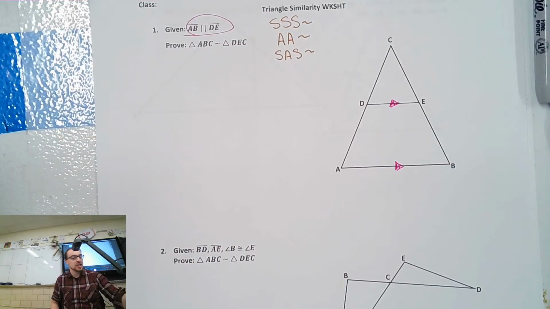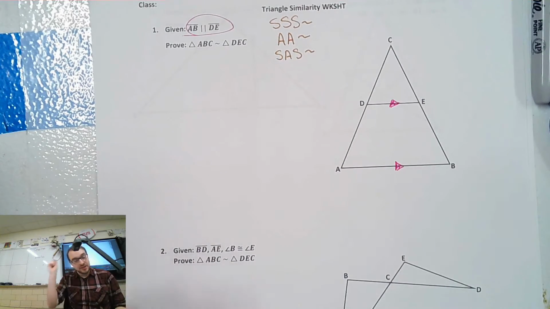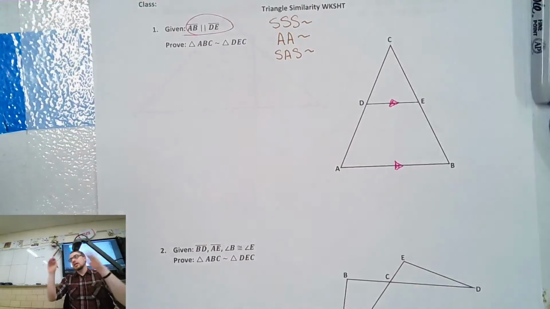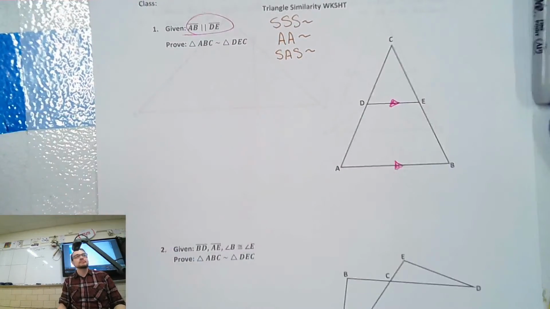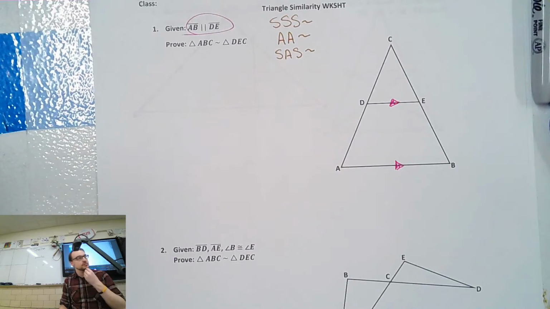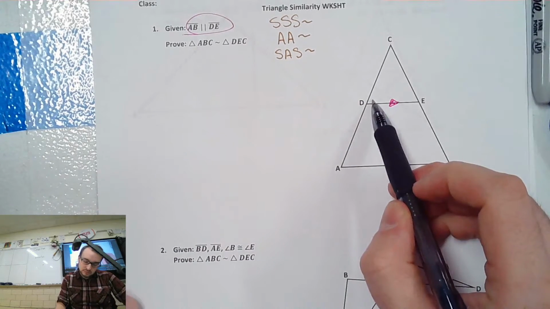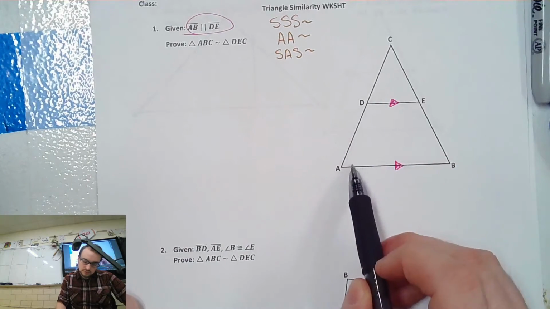We need to get two matching angles. Two pairs of matching angles, I should say. So, what do you think? What should we do? Maybe we can get the sides congruent. Can't get the sides congruent. There's no way it's going to happen. We have no side information. Right? We're going to be using AA. Guaranteed. So, what do you think? I put by CAP angle CDE is congruent to angle CAB.